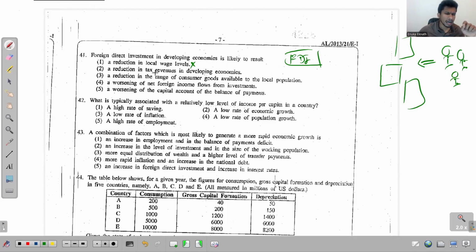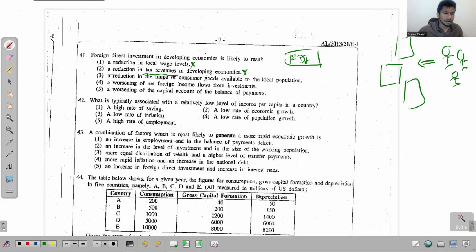Second one, a reduction in tax revenues in developing countries. No, the tax revenue will actually improve. When the number of factories gets increased, the production gets increased. When production increases, the level of employment increases. When the level of employment increases, the income increases. When income increases, even the tax revenue that is charged on the income will be increased. So the opposite happens again.